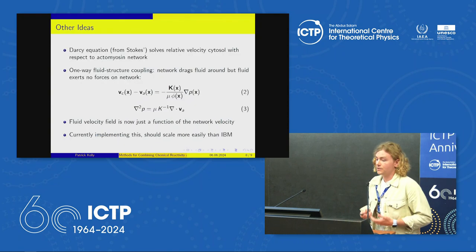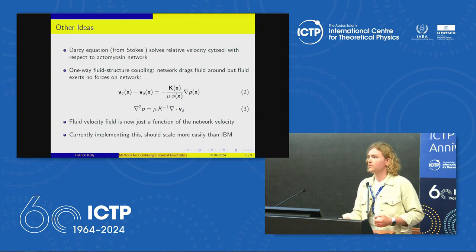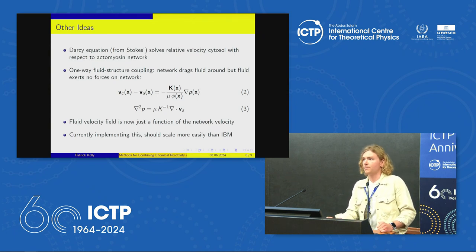And there are other ideas. There are many ways you might think of doing this. Another idea we're exploring is Darcy flow. You can derive the Darcy equation for flow through porous media from the Stokes equation. And it solves for basically the relative velocity of the cytosol with respect to the actomyosin network.